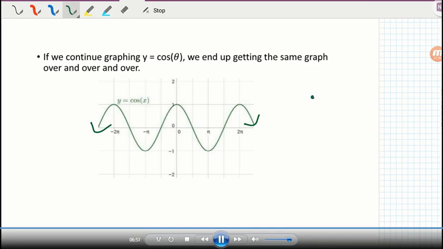We can decide to restrict the domain, basically restricting the x values or the theta values that we choose. That's where we would get a graph like this one here, where we only care about a little section at a time. So that right there is the graph for the parent function of cosine of theta.